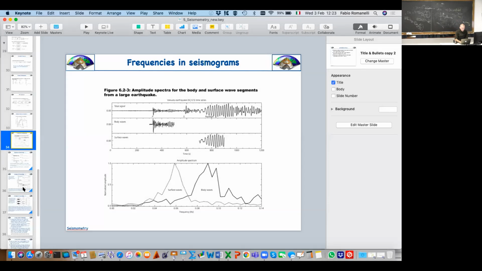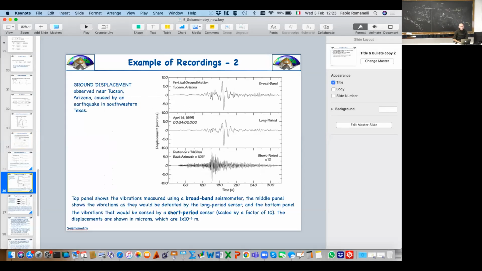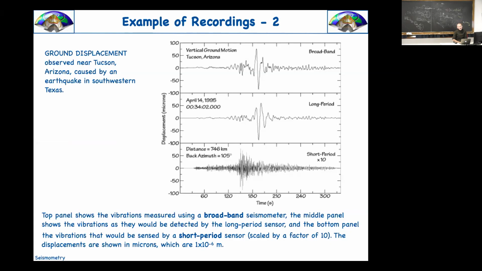Other important thing: how an instrument is made will decide how your signal will appear. For example, here on the top we have the recording by a broadband of the vertical component of ground motion. And you see it's beautiful. You can see here some body waves, some conversions, some S waves, some messy things here, and then large shear waves beginning to be Rayleigh waves.